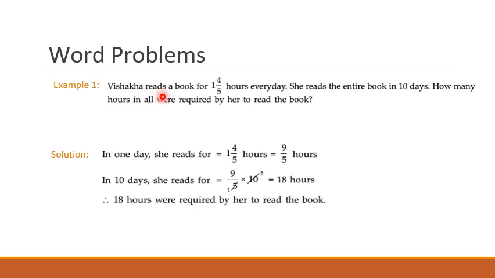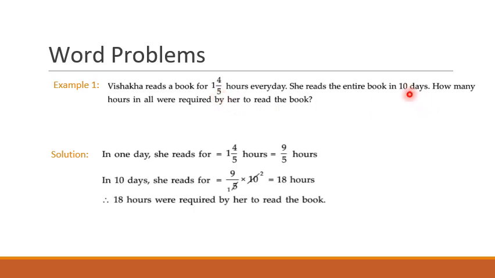Vishakha reads a book for 4 1/5 hours every day. She reads the entire book in 10 days. How many hours in all were required by her to read the book? So here the number of hours in a day is given and she completes the book in 10 days.